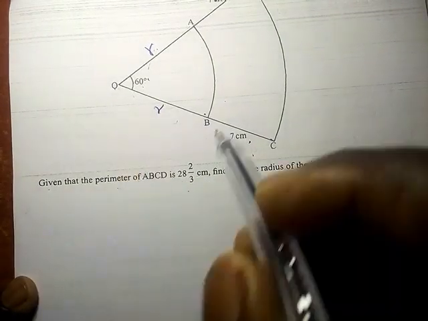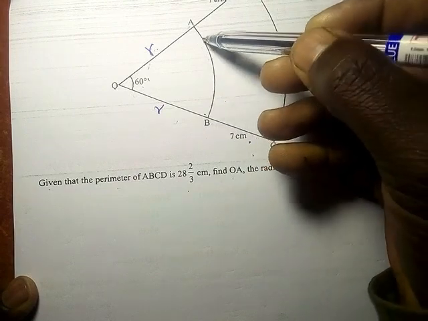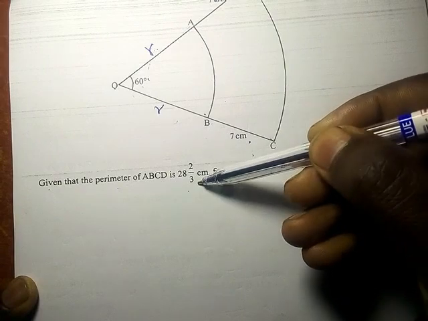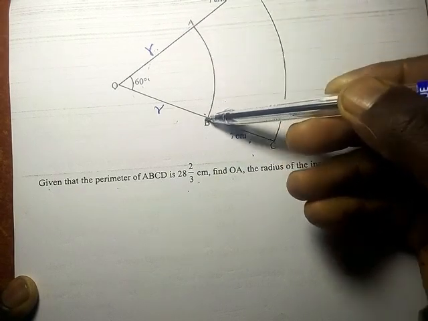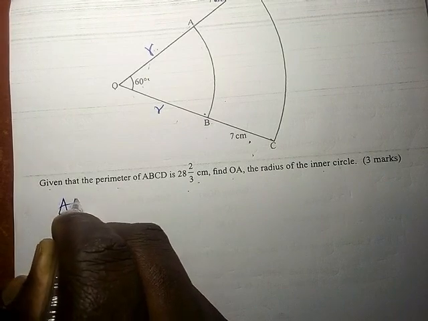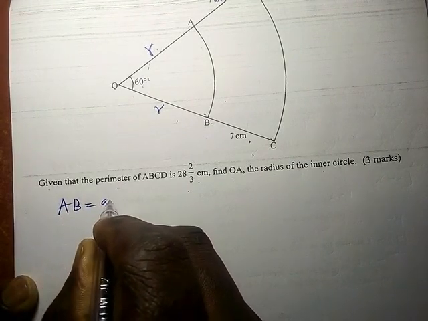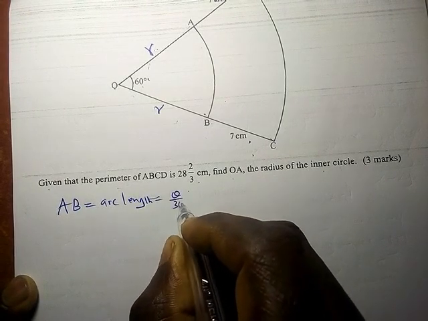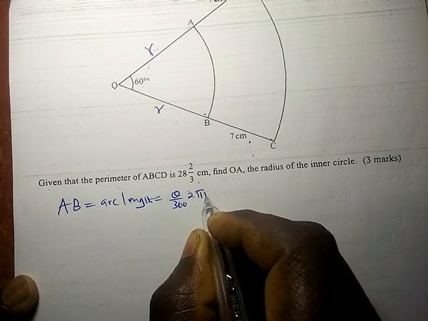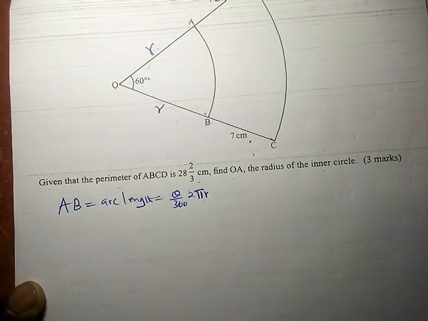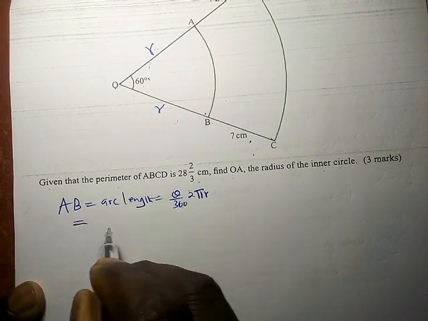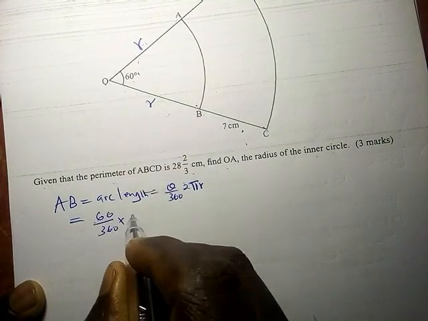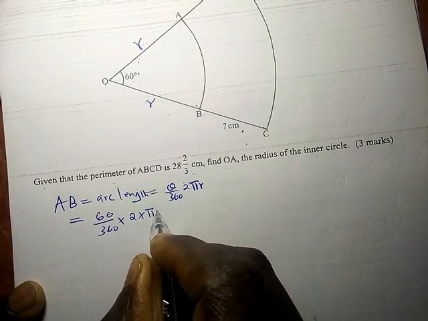First, let us get the length AB, because to get the perimeter we must have this, so that when we add everything it gives 28 and 2/3. So let us get AB. AB is an arc length, and the arc length is gotten by theta over 360 times 2 pi r. So this will be 60 over 360 times 2 times pi r.